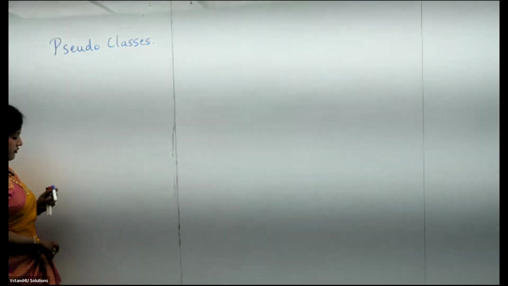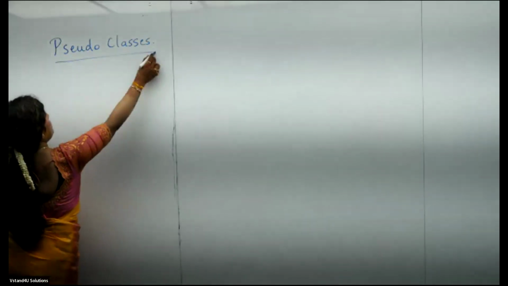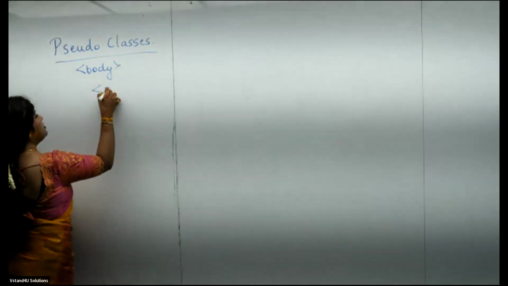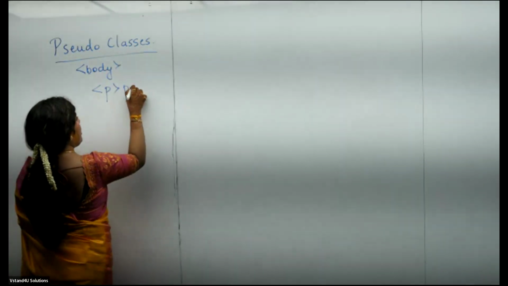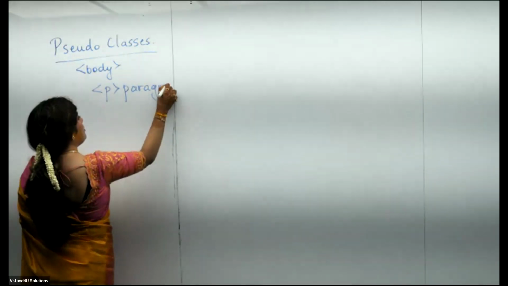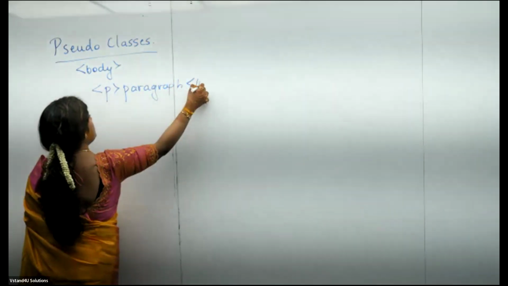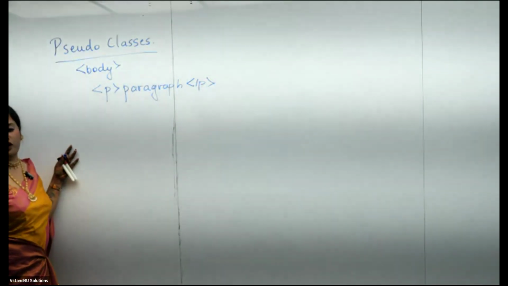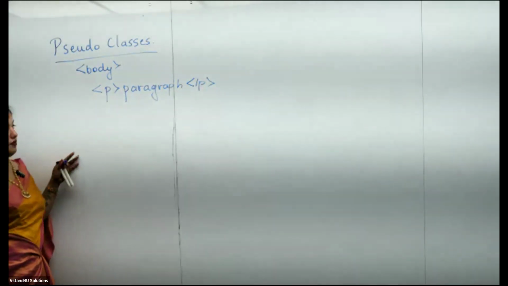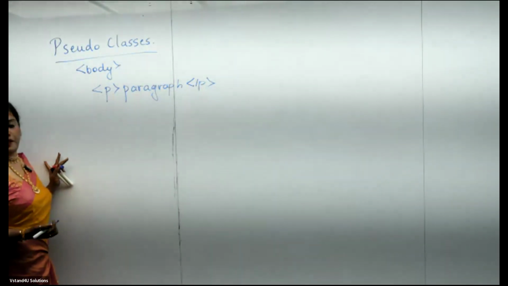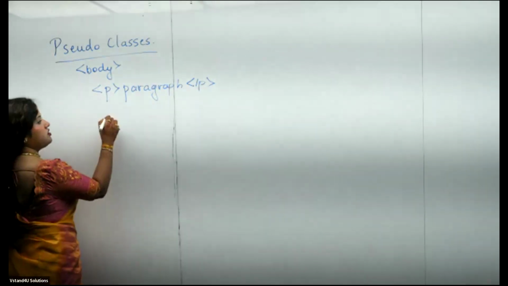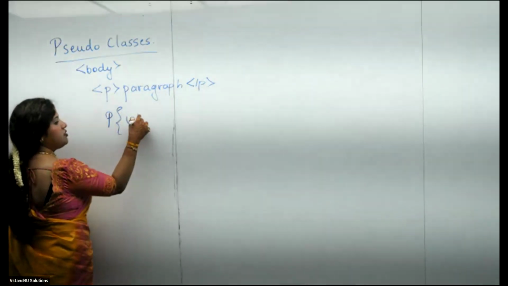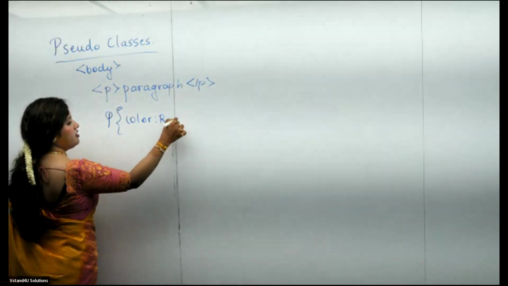let me consider one tag. Inside this body tag, let me consider one paragraph tag, and let me mention this as paragraph. Okay, and let me close this paragraph tag. How will you get the output? The output will be paragraph. Now, if I want to change the color for this paragraph, what will I do? I will be using an element selector. Yes or no? And I will pass the property called color, and I will give some value to that.